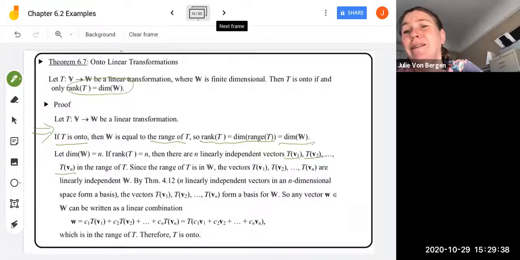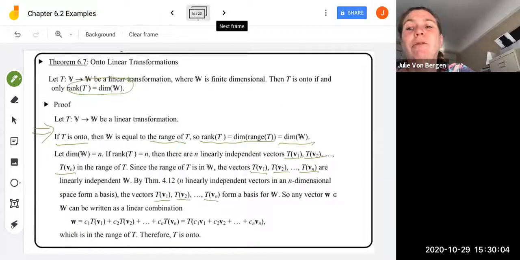Since the range of T is in W, the vectors T of v1, T of v2 through T of vn are linearly independent in W. So by theorem 4.12, that told us n linearly independent vectors in an n-dimensional space form a basis. Then these vectors, T of v1, T of v2 through T of vn, form a basis for W.